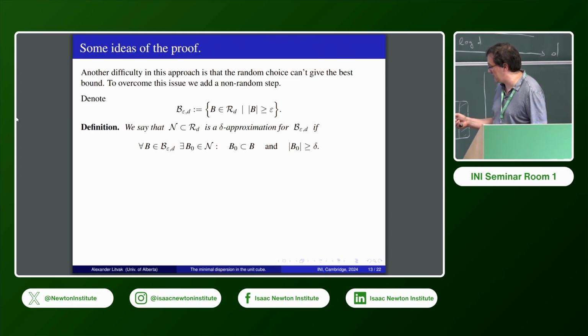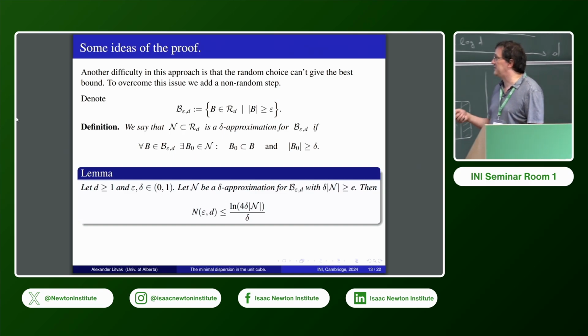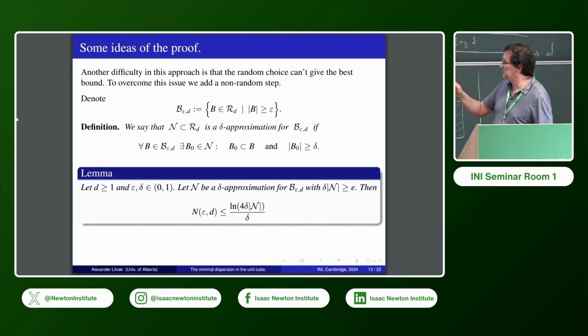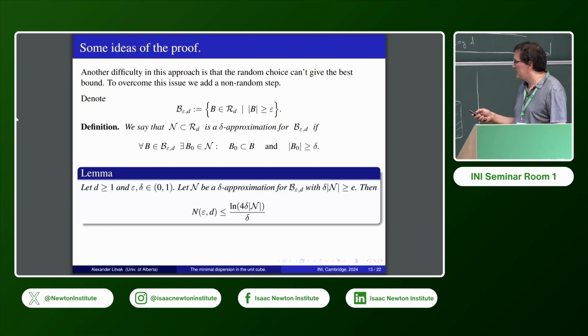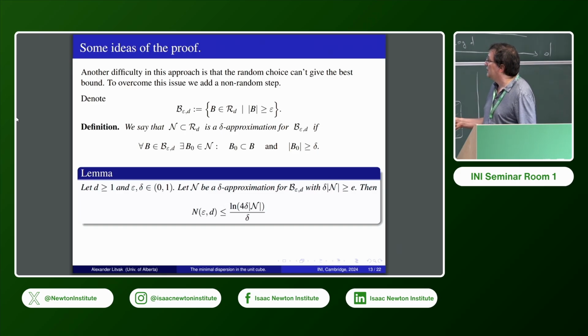Otherwise I will get bad bounds. And the lemma that substitutes the probabilistic lemmas used before by Rudolf, or in my paper with Galina Lifshitz, is like this: if we can construct a set of test boxes of certain cardinality, then my dispersion is bounded by the logarithm of this cardinality times delta, over delta. So the improvement here is exactly because we add a non-random step.